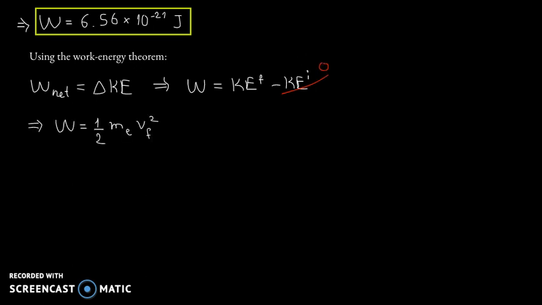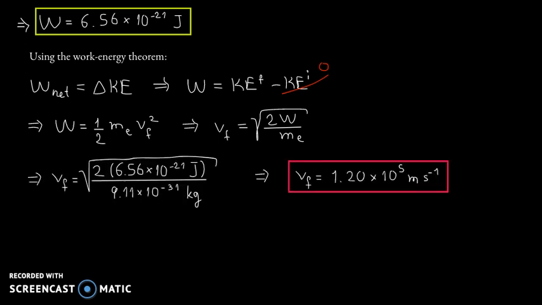Substituting the definition for kinetic energy, work equals 1/2 mass of the electron times the square of its final speed. Rearranging the equation and isolating the unknown, we get v final equals square root of 2 times work divided by mass of the electron. Here's the numerical substitution and the result. Final speed of the electron is equal to 1.20 times 10^5 meters per second.